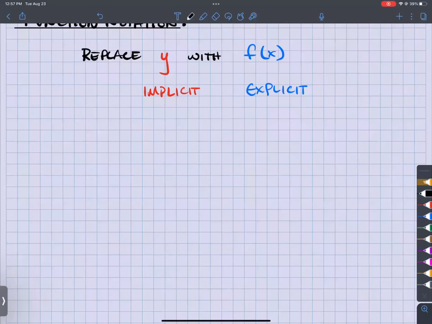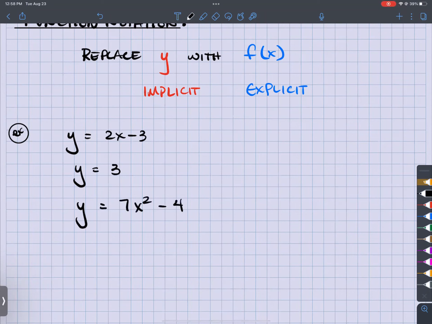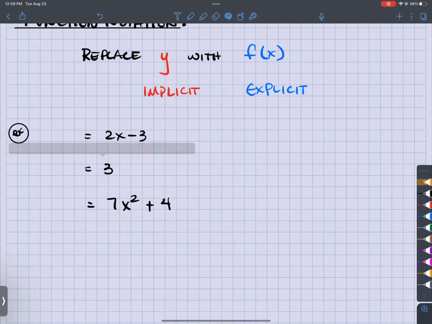So this way, if I said y is equal to 2x minus 3, y is equal to 3, and y is equal to 7x squared plus 4, right? If I tell you, hey, when x is equal to 2, what does y equal to? You'll have no idea which equation to use. And that's why function notation came about, right? Function notation said, okay, let's clarify which equation is which, so that we can actually determine which function we're actually looking for.